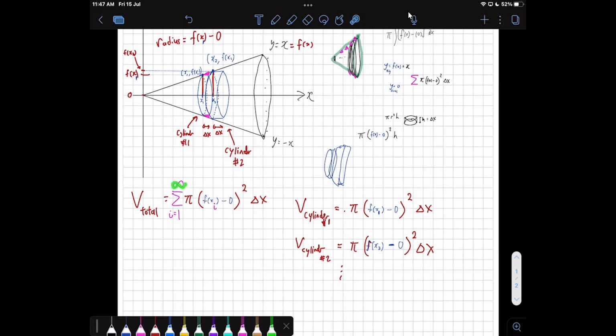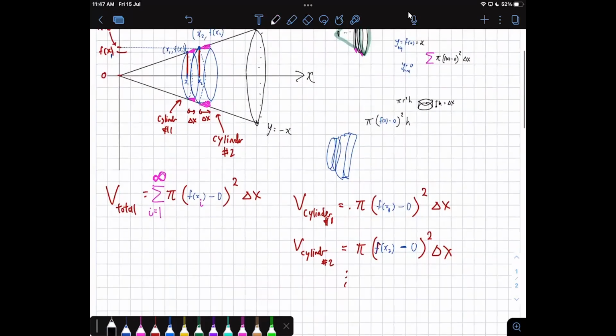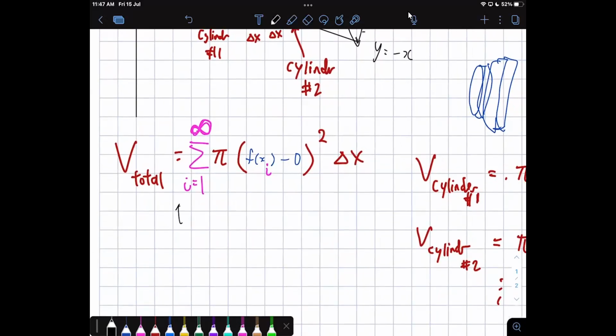So it means that we're going to have all the possible indices: i goes to 1, i goes to 2, i goes to 3, i goes to 4, all the way to infinity. That means we'll have an infinite number of these cylinders. And then eventually it will be exactly equal to the volume. We can disregard the error, the under-approximation. It will eventually go to 0. It can be proven if we take an infinite number of these cylinders.